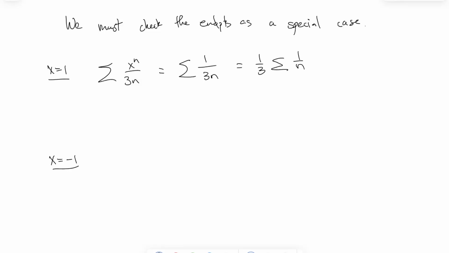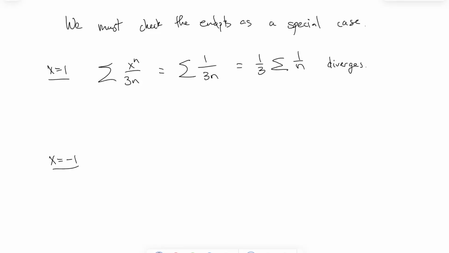What about the sum of 1 over n? That is the harmonic series which diverges, right? Or you could say it's a p-series, p equals 1, all right? So this one diverges. These special cases, checking the endpoints, you just plug the value in, and then hopefully it looks like something that you've seen before, and you know if it diverges or not.